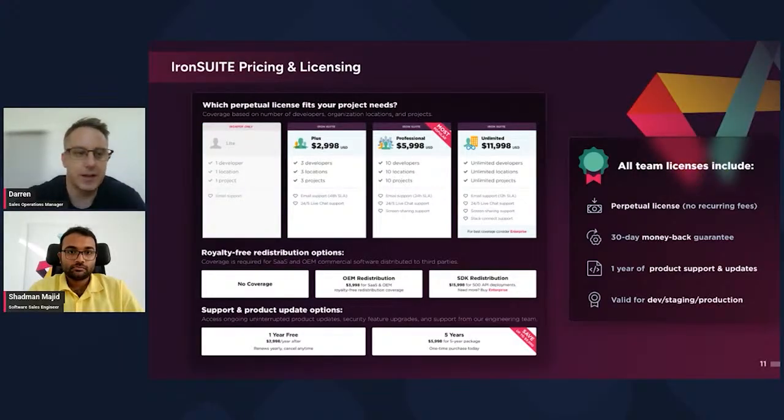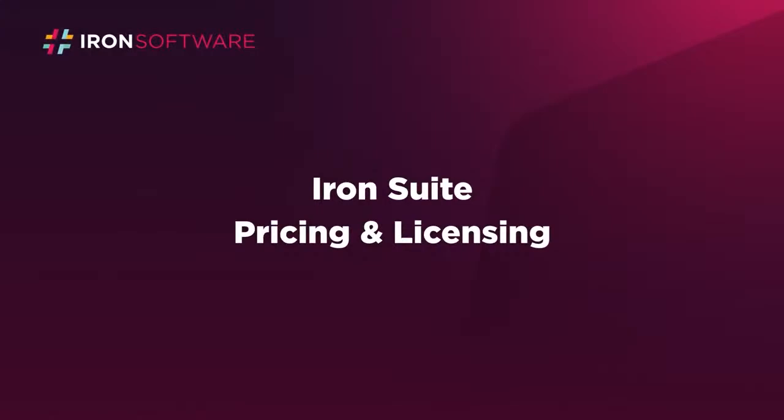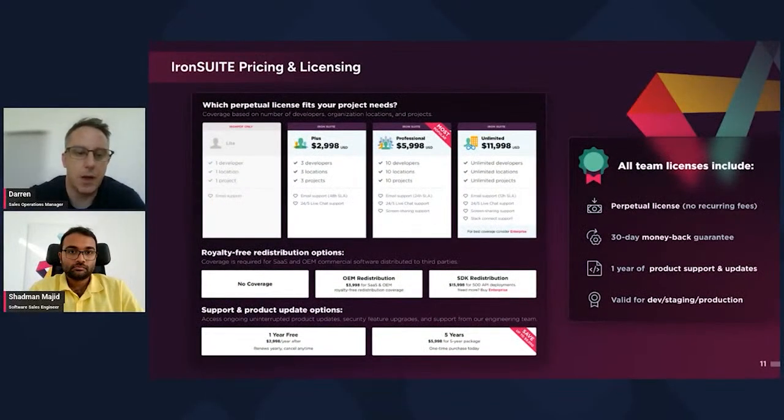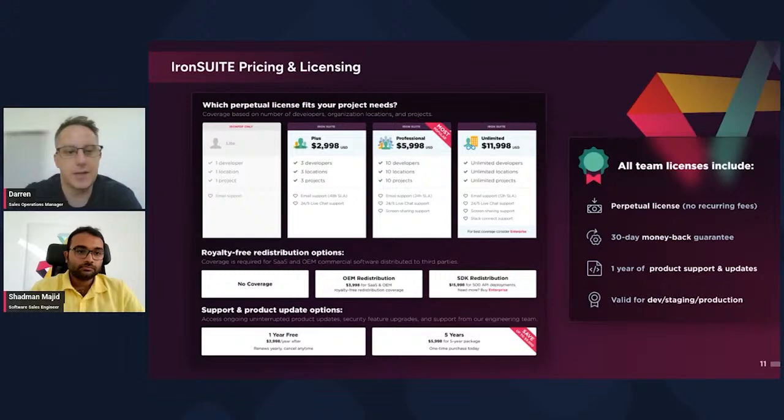I'll move on to the next slide now, which is our Iron Suite pricing. If you were to flip back, you'd see that the pricing for Iron Suite is double what IronPDF is, but you're actually getting 10 products. So 10 products for the price of 2. That's our complete library of document creation and processing libraries. So it's a great way to make one purchase and have all of your document handling needs covered with one set of libraries.